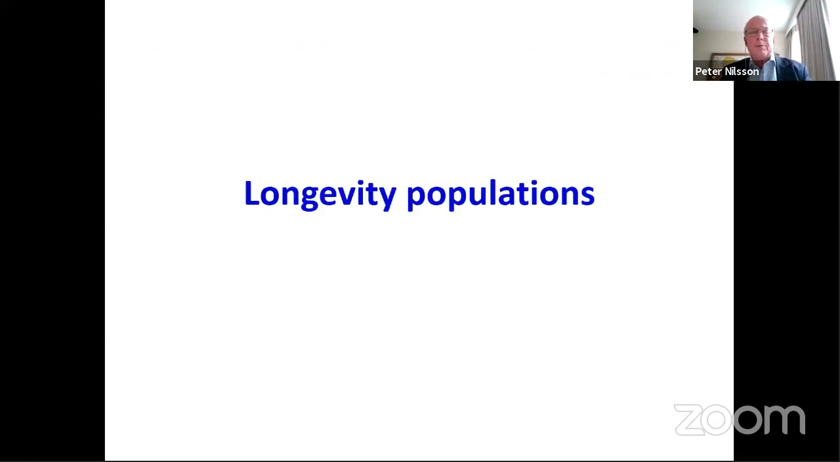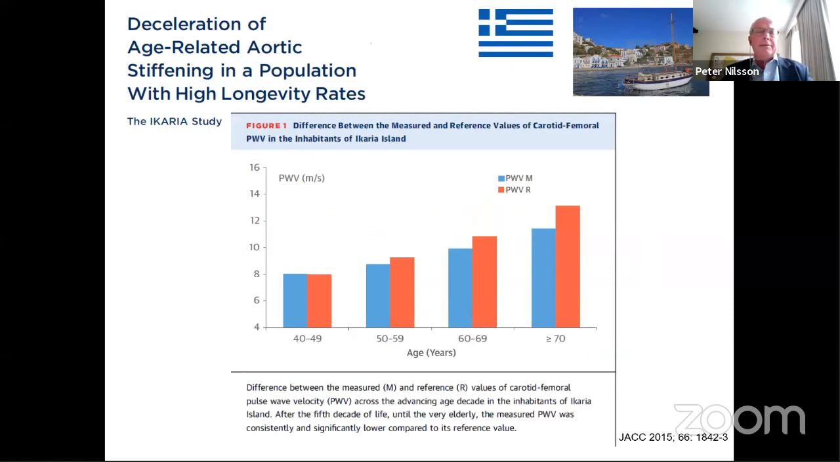I mentioned longevity populations, and there is a small island in Greece, Icaria, where people have been studying the pulse wave velocity in these people in Icaria, in blue, versus some control subjects here in red as reference population. I guess this is the influence of Mediterranean diet, a healthy lifestyle, the sunshine, but maybe also some genetic factors. So this is one model of longevity populations.